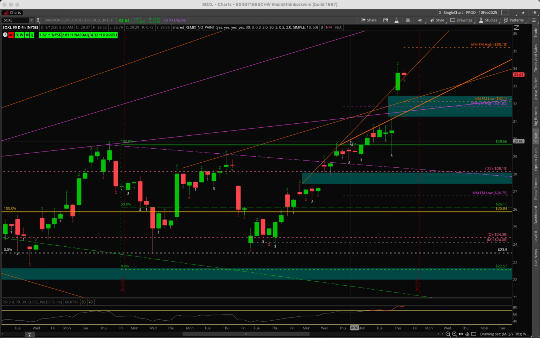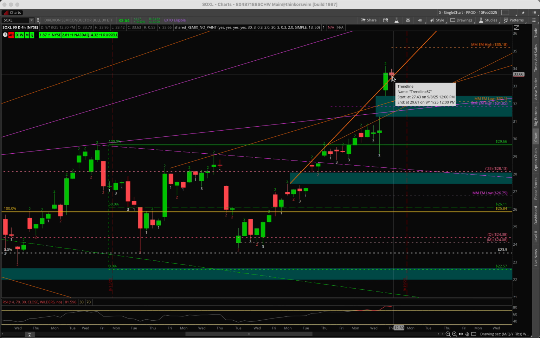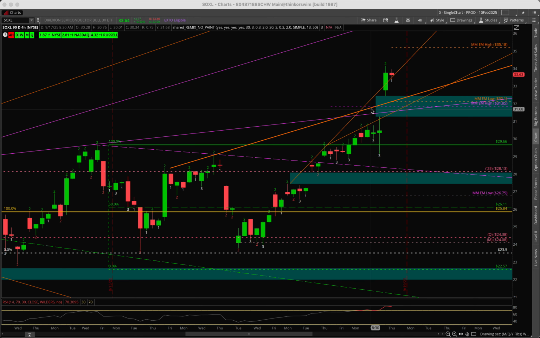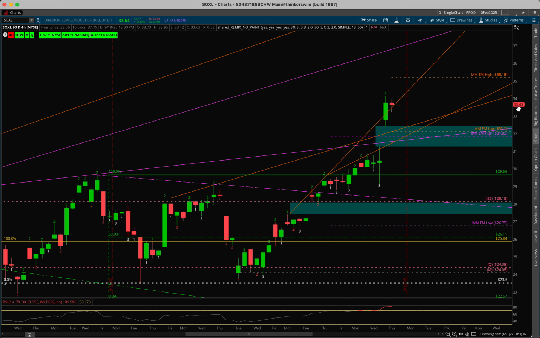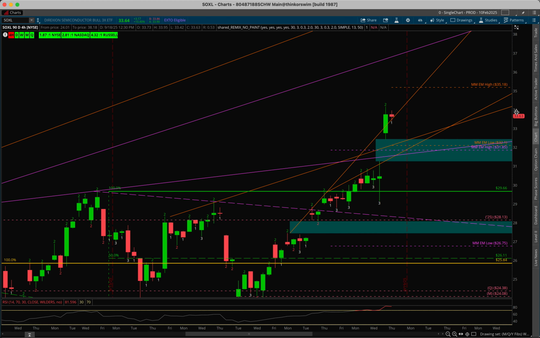Now, the one thing that we do want to keep in mind is we're right up against this daily broadening formation. Like I said on yesterday's video, in order to get through these broadening formations, the daily, the weekly, and this daily broadening formation, as well as the market maker's expected move high, we might need to get a gap up, and that's what we got that jumped over those broadening formations. But we do still have this one left to defeat, and so we'll see how things react tomorrow.